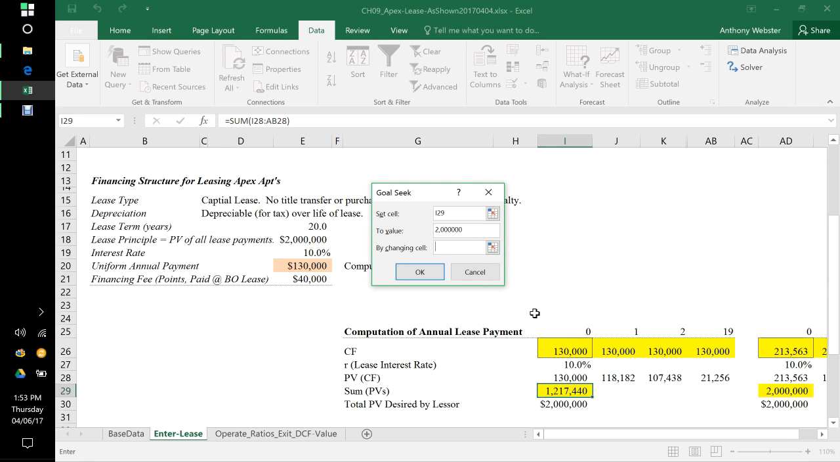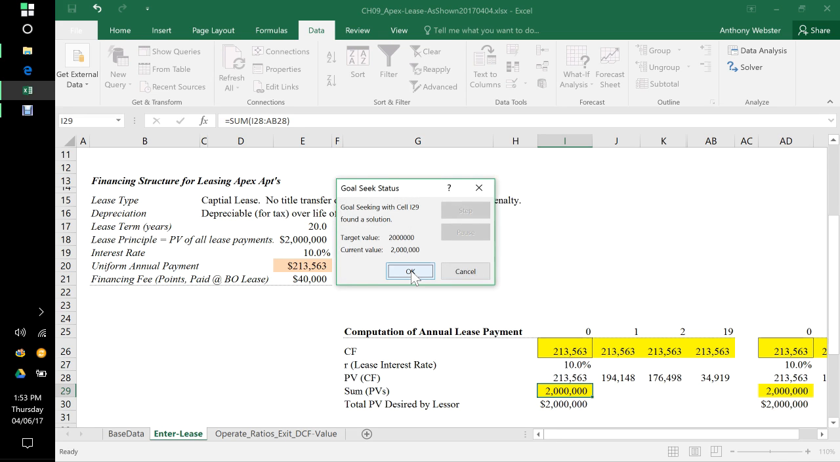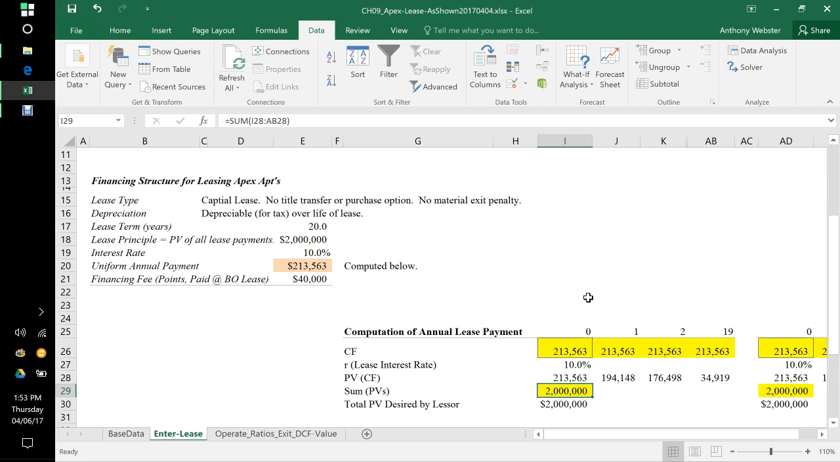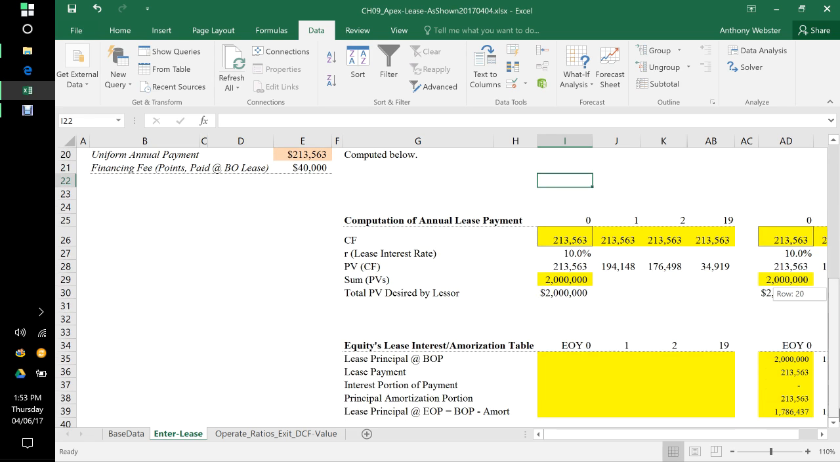And how do I do that? By changing my guess at the uniform payment. Okay, and I get 213,563. Okay, so far so good. So we know our annual lease payment, completely analogous to finding the annual mortgage payment for a mortgage.